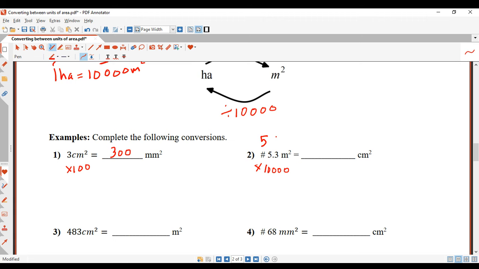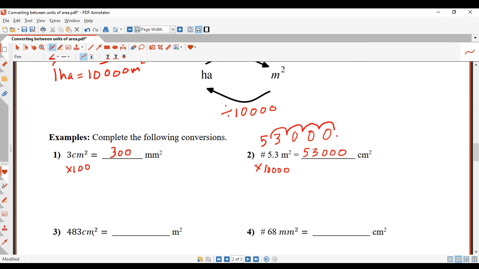So if I was to do this without a calculator, the decimal point starts here, and I'm going to go 1, 2, 3, 4, and there's my decimal point landing there. Then inside those spaces, I put zeros. So my answer should be 53,000 square centimeters. Okay. Now let's have a look at the next one.